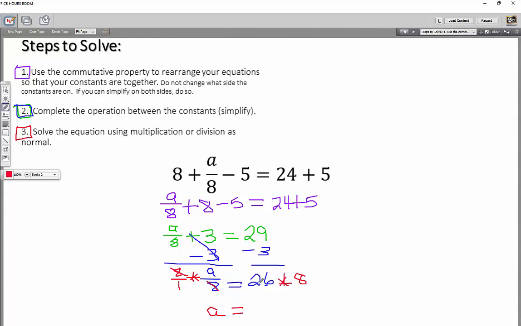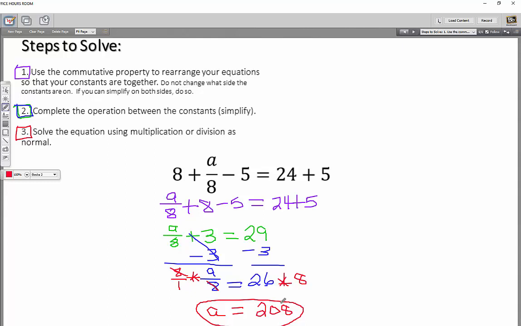And we're going to go ahead and calculate 26 times 8. 8 times 6 is 48. Carry the 4. 8 times 2 is 16. Plus 4 is 20. A equals 208. Our last step is to go ahead and check that. Again, for time purposes, I'm going to skip that step in this video, but you need to make sure to include it in your process.